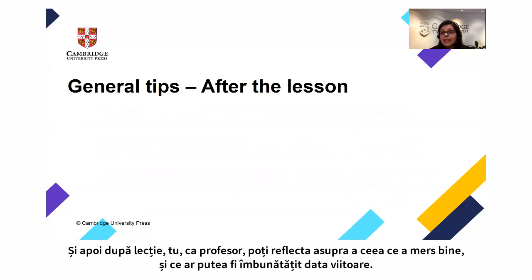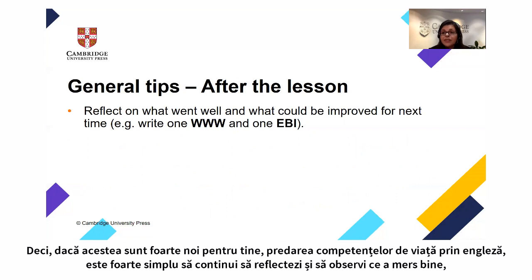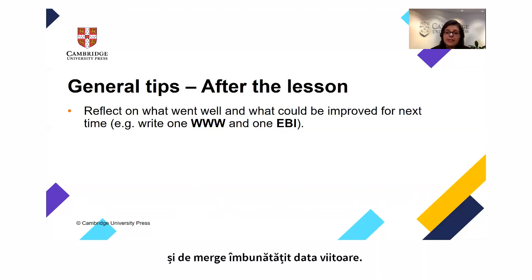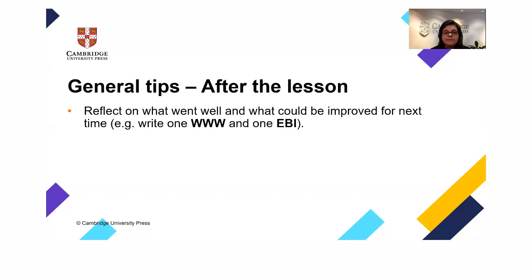And then after the lesson, you yourself as a teacher can reflect on what went well and what could be improved next time. So if this is very new to you, teaching life competencies through English, it's really helpful just to keep reflecting and noticing what did go well and what could be improved the next time. So you might write one WWW, what went well, and one EBI, even better if.